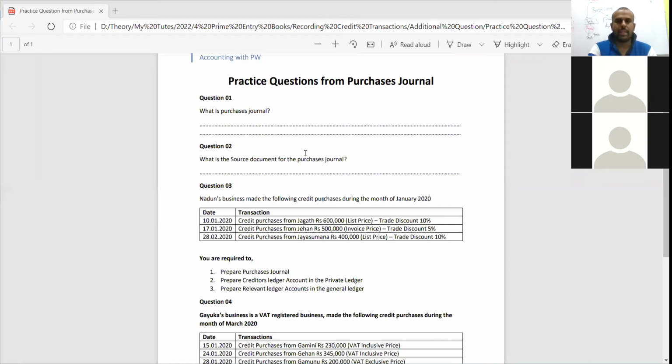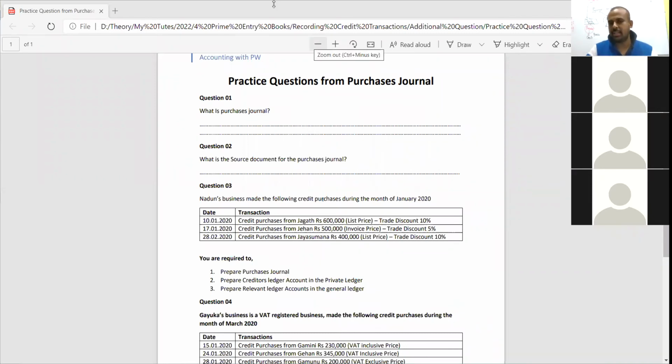Right. Okay. Then what is the source document? What's the source document, Sudha? What is the source document to identify the credit purchases? What? Purchase invoice.